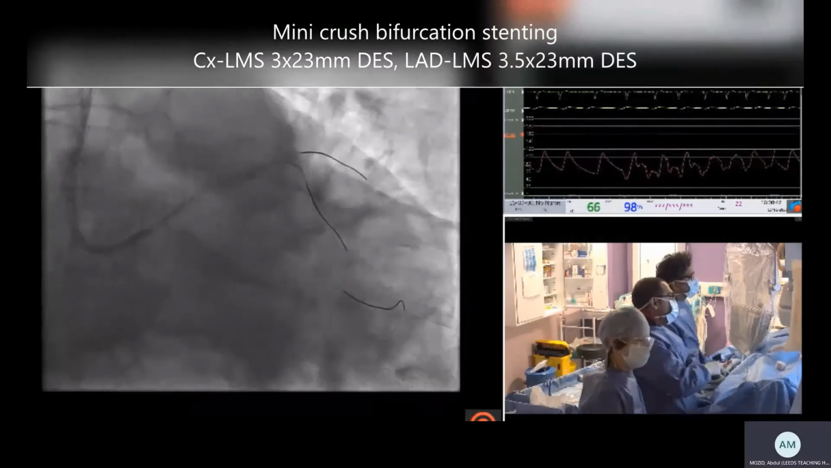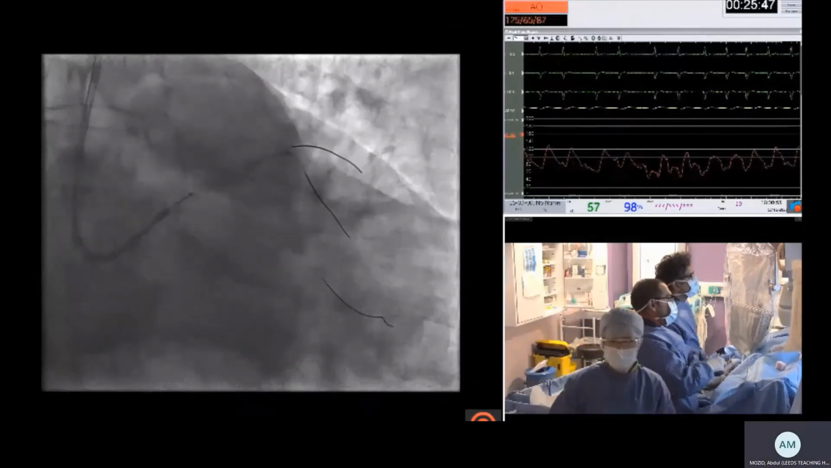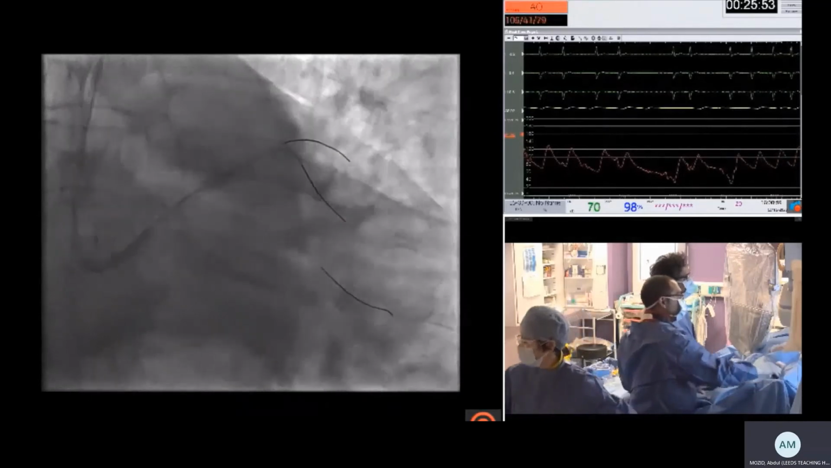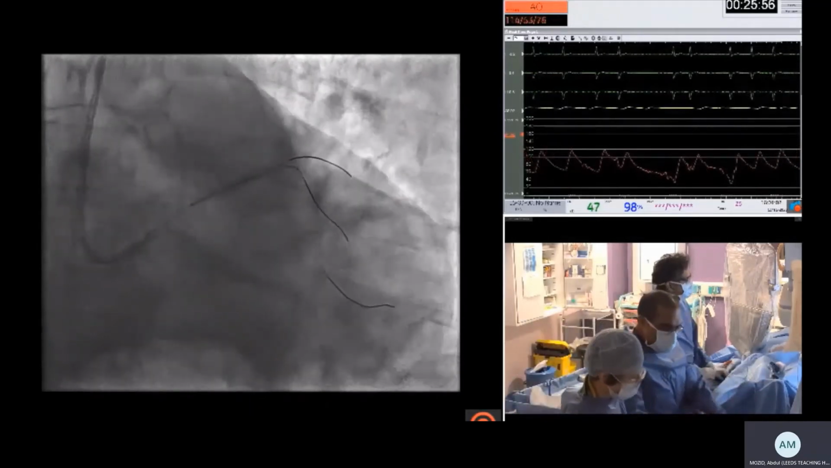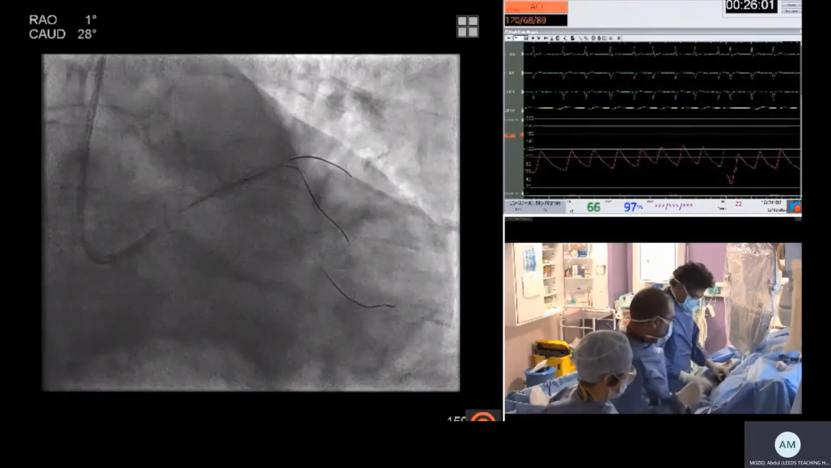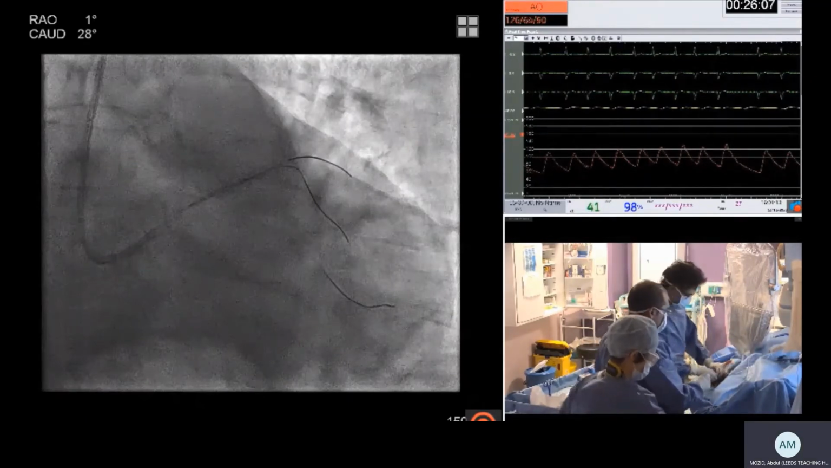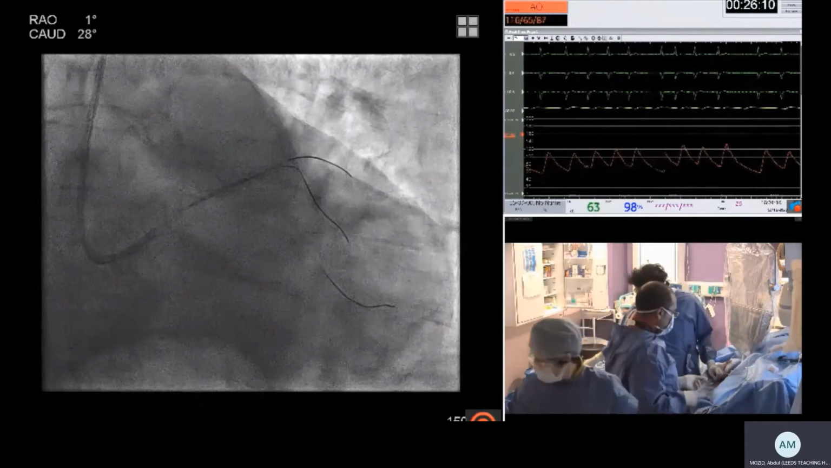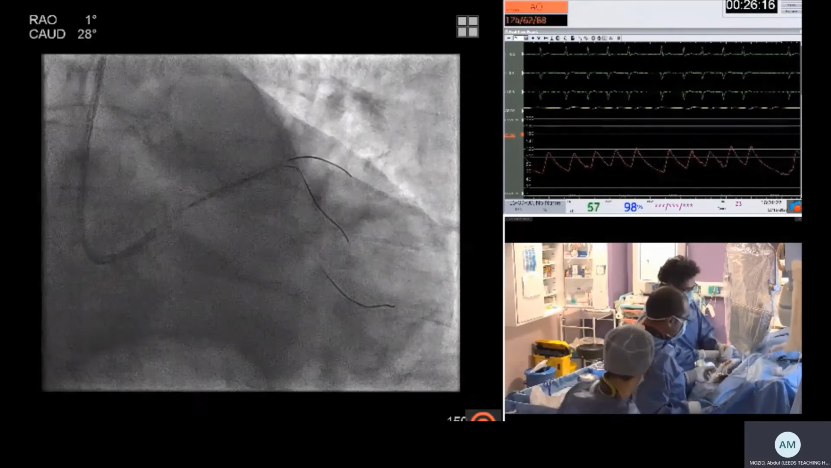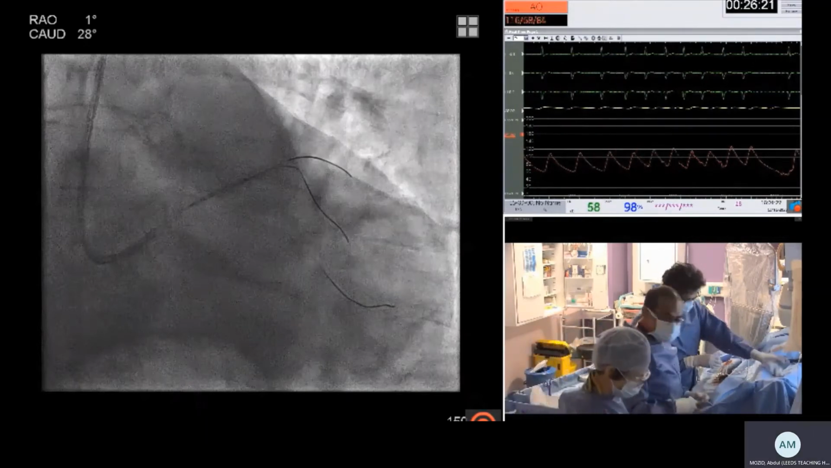So then we proceeded to minicrush bifurcation stenting with a 3x23 millimeter drug-eluting stent from the circumflex to left main, and then plan to crush this with a 3.5 by 23 millimeter stent from the LAD to ostial left main, which would be overlapping with the previously deployed stent. So here the LAD stent has been delivered and parked in the proximal LAD.